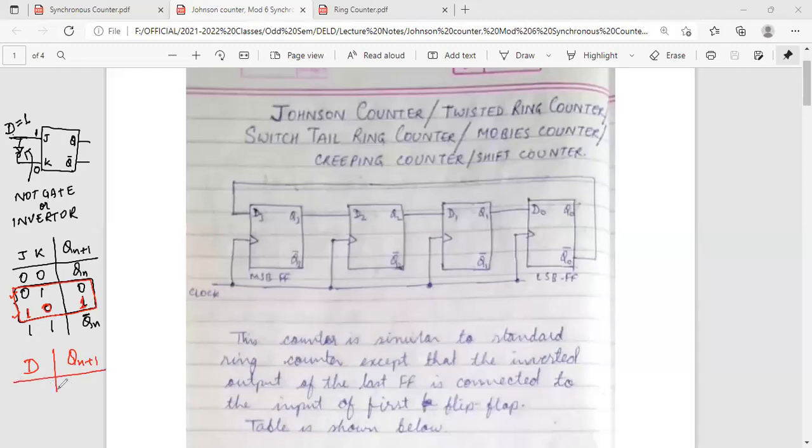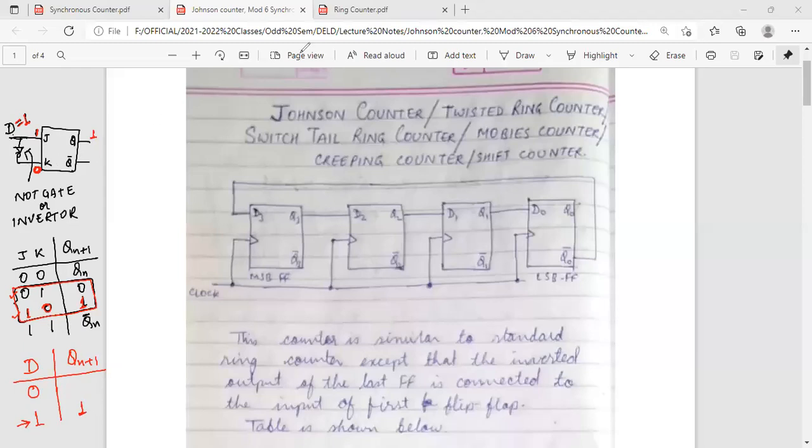So in a D flip-flop, we can put either D is equal to 0 or D is equal to 1. As we have seen, when we put D is equal to 1, then J is equal to 1 and K is equal to 0. In that case, what should be the next state? The next state will be equal to 1, because when J is equal to 1 and K is equal to 0, the next state is 1. So when D is equal to 1, the next state will be equal to 1.